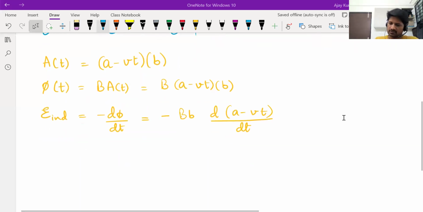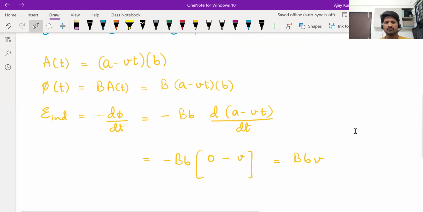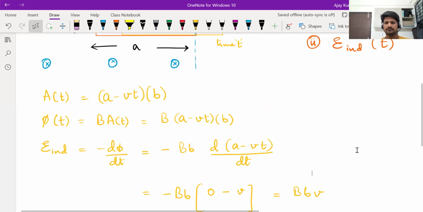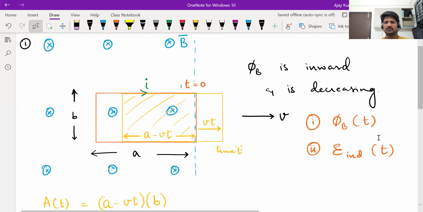So this result will be minus capital B small b, and derivative of A is 0. Derivative of minus Vt is minus V. Minus minus cancel. The answer will be capital B small b into V. Or if you take the width of the rectangle as L, then it will be BLV. Is this clear to all of you? Any doubts in this?